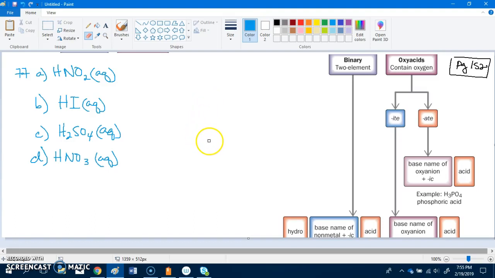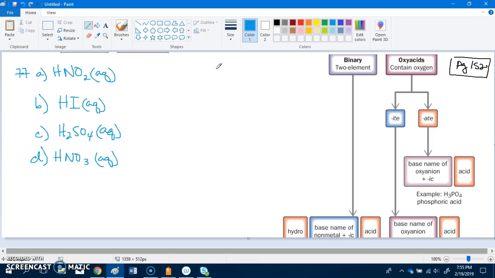Sorry about that. I got out of the video software before I was able to do question 77. So this is question 77 in the textbook, on page 162.